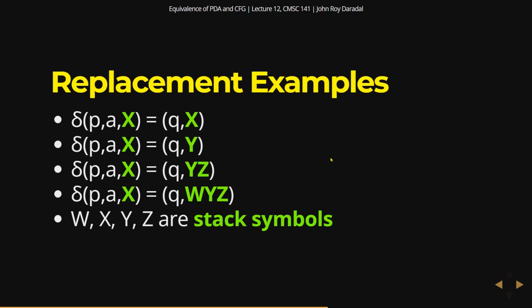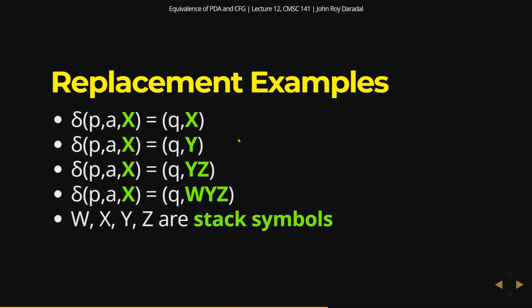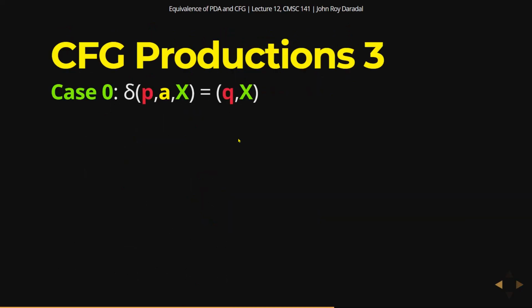These are all examples of replacements, assuming of course that W, X, Y, and Z are stack symbols. So what will we do with these replacement examples? Going back to our example, we have 2 that follow the replacement pattern, because here Z is replaced with XZ and then X is replaced with XX. Those are the 2 transition function entries that follow the replace pattern. So what will we do when we encounter the replace pattern?